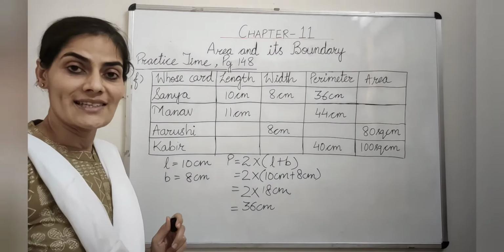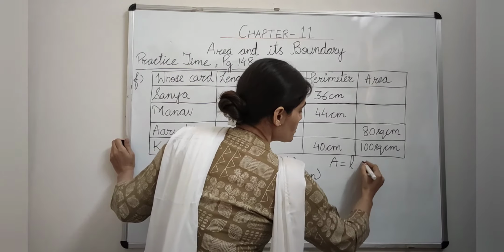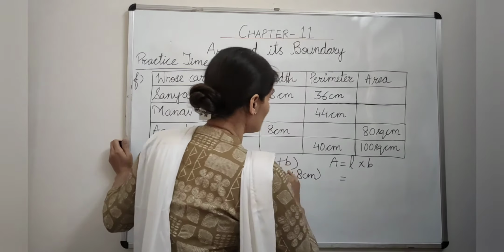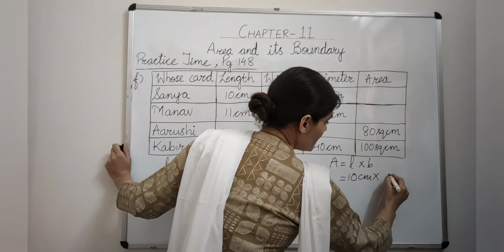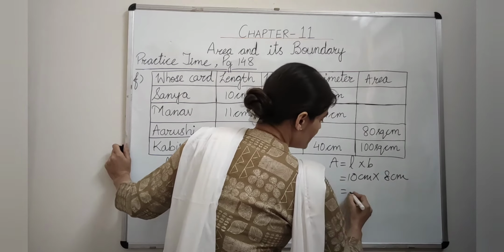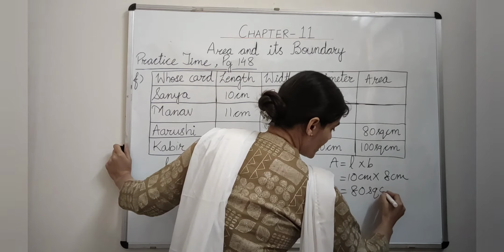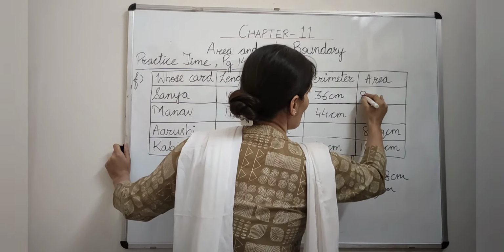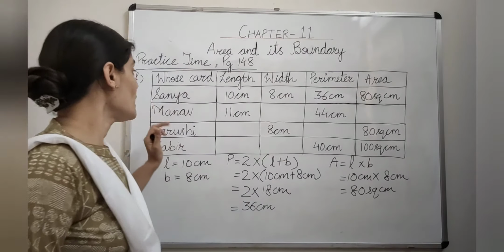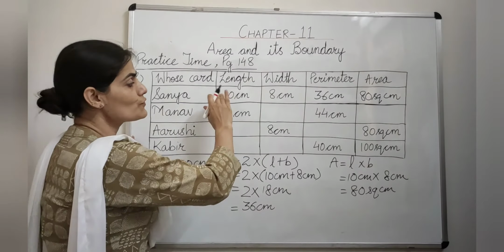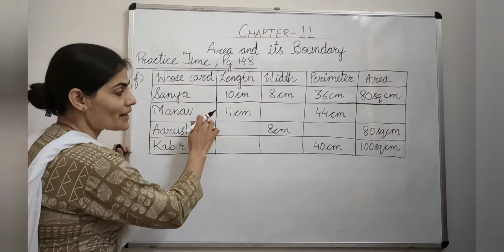Now, we will be finding area. The formula for finding area is equal to L into B. So, L is 10 cm. Breadth is 8 cm. 10 times 8 is equal to 80 square centimeter. So, I write here 80 square centimeter. Now, the information required for Sanya's card is complete. Now, we move to Manav's card.